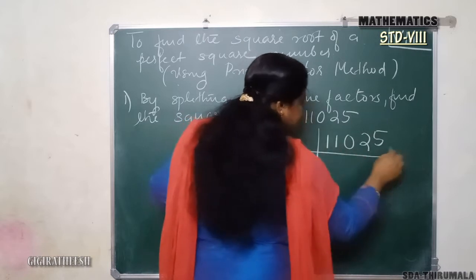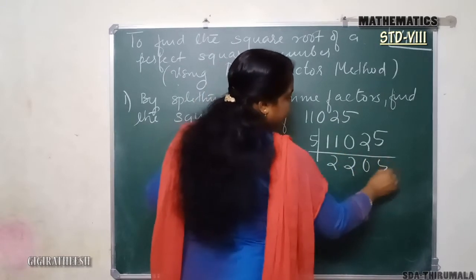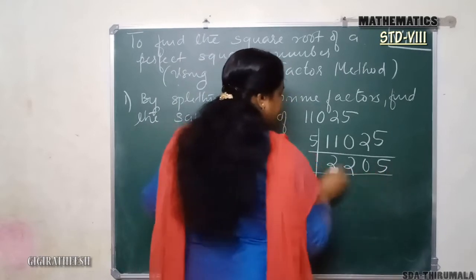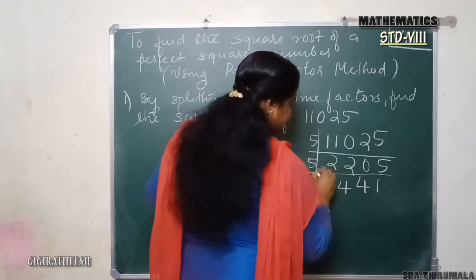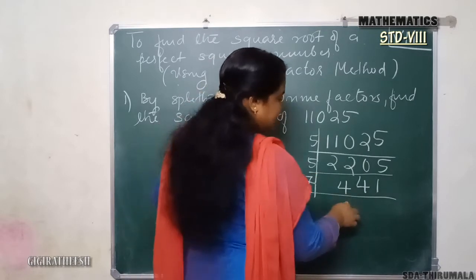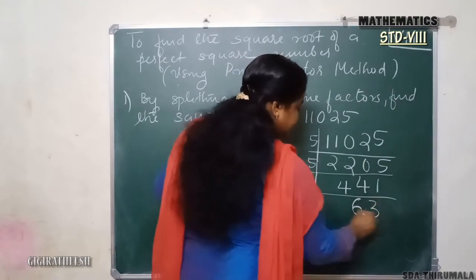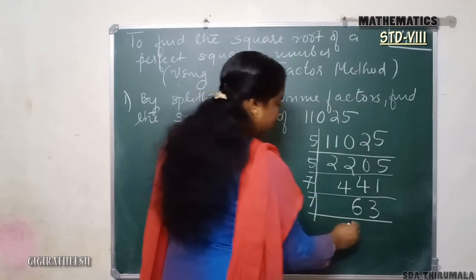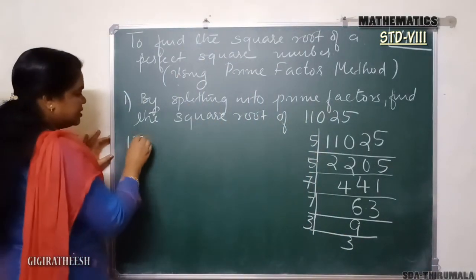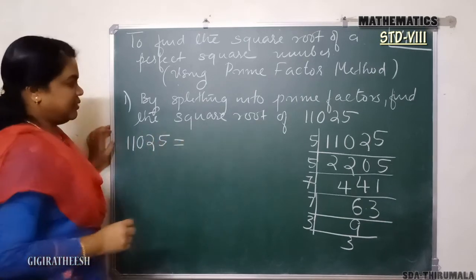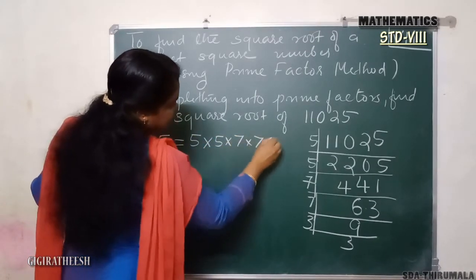The last digit is 5, so divide by 5, and we get 2205. Then again divide by 5, and we get 441. It is divided by 7, 7 sixes are 42, and we get 63, then again by 7, and we get 9. Again divided by 3, we get 3, and again 3. And we can write 11025 as 5 into 5 into 7 into 7 into 3 into 3.